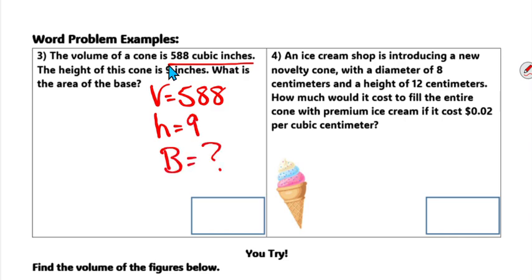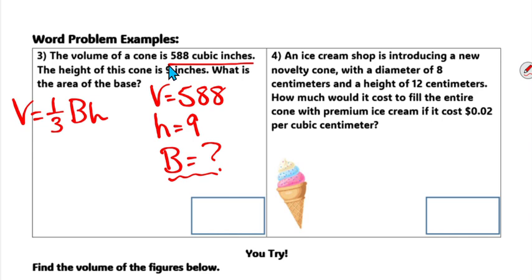Remember, area of the base is represented by B, that capital B, on your formula sheet. So this is a little bit weird because we're not given the radius, we're not given the two numbers that we need, the radius and height. We're given the volume and the height. So I want to think about my equation here. Volume of a cone is 1/3. I could write it as pi r squared times h, or I could write it as capital B times h. I have those two formulas there. I'm writing that one because they ask directly for that capital B.